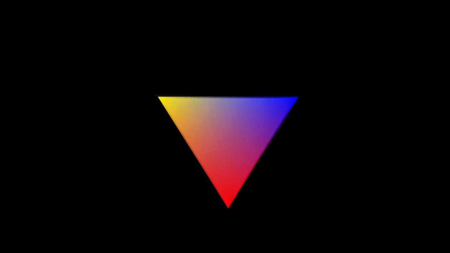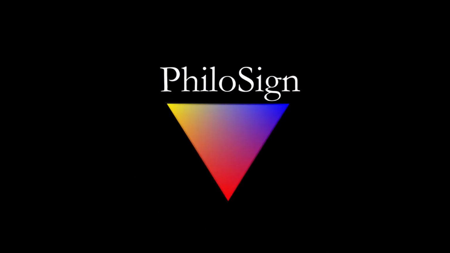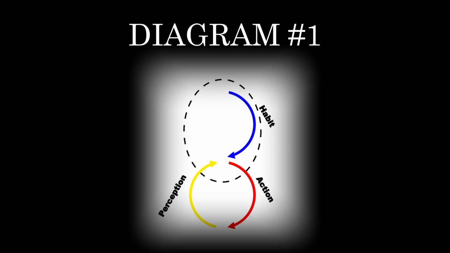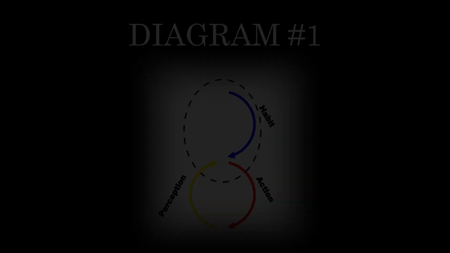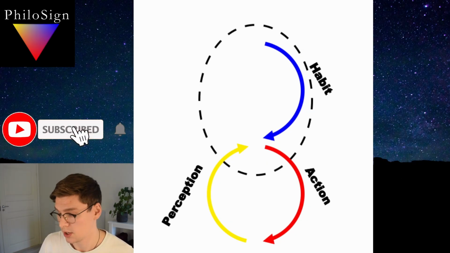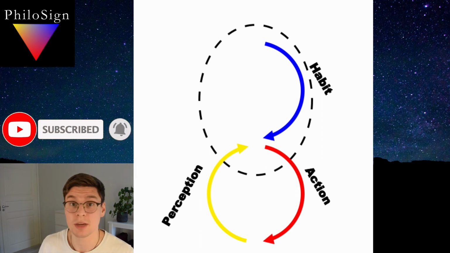diagram. So here is the first diagram, and as you can see there are three arrows. So there are the arrows of perception, action and habit.